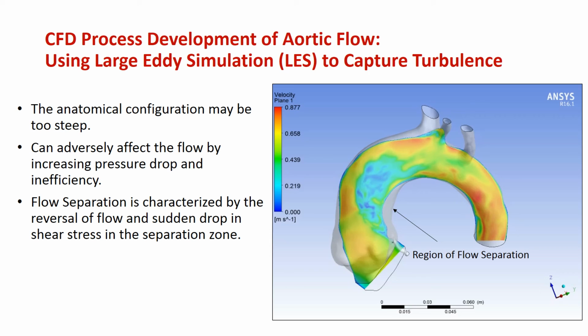This may indicate that the turning angles of this anatomical configuration may be too steep. This sort of separation can adversely affect the flow by increasing pressure drop and inefficiency. Flow separation is characterized by the reversal of flow and a sudden drop in shear stress in the separation zone.